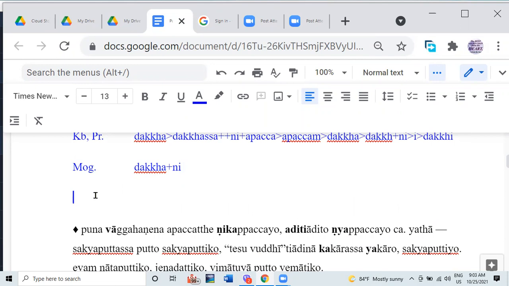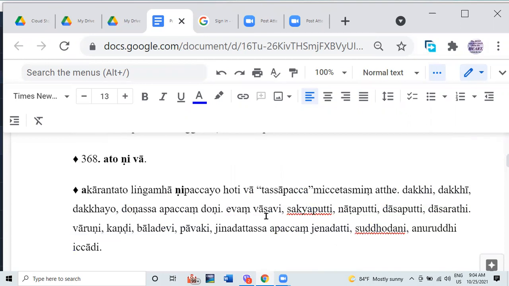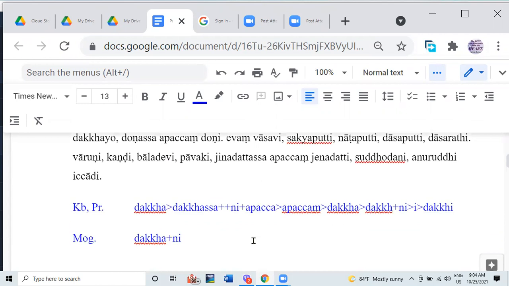I think that is okay. Yes, okay, no problem, Bante. But I had a wrong idea, because ni is added between the dakha and apacha. At first I thought dakha and apacha come together and become tatita, and at the tatikata, the ni suffix is added. That was my wrong idea. It's for the feminine gender. It's okay, no problem.